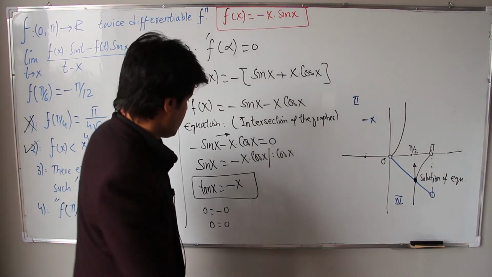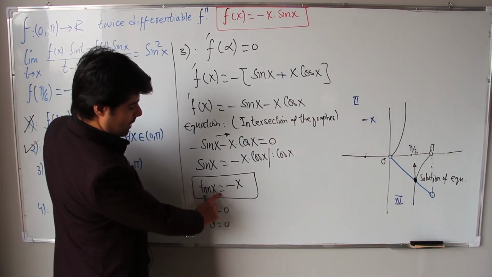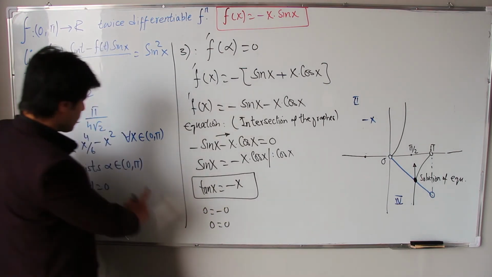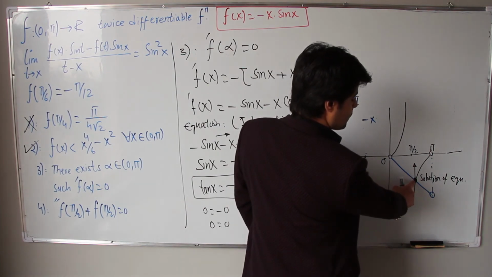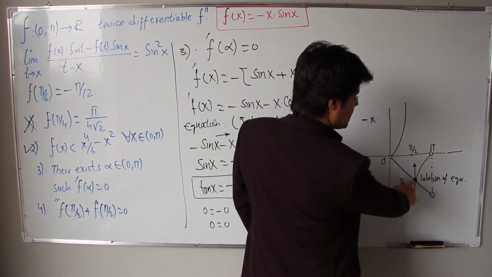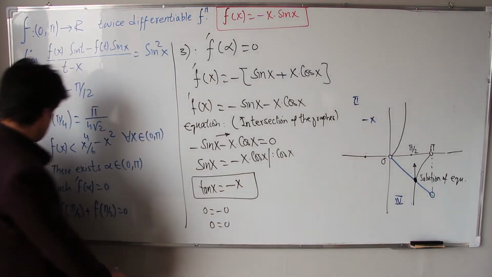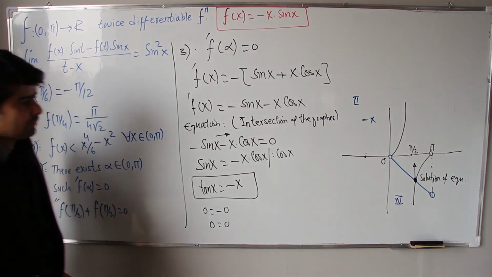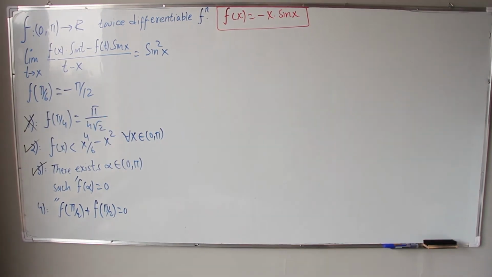Solution of the what? Of the equation. Now tangent x is equal to minus x. Do we have any solution for this one from 0 to pi? Yes, we have this one. So it means this answer satisfies this equation. So number 3 is the correct one. I think you have got it. Write it. We will come to number 4.